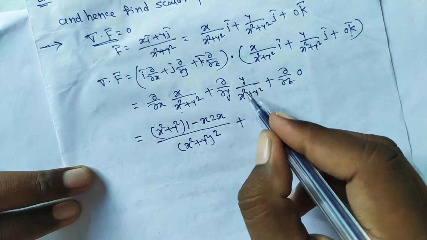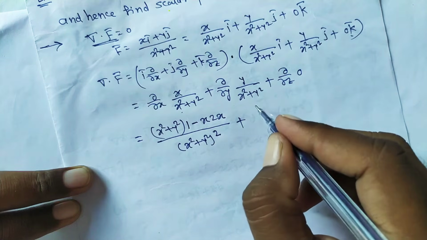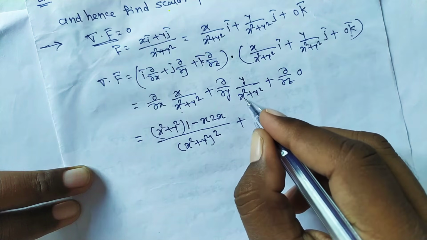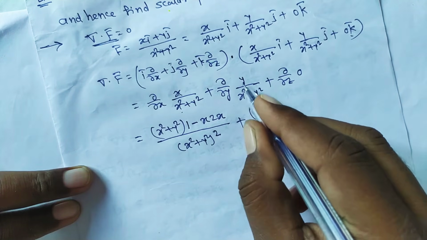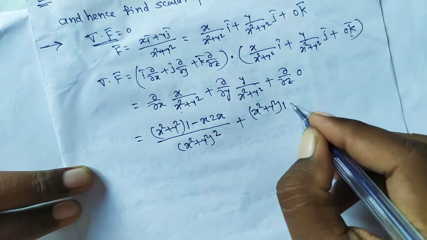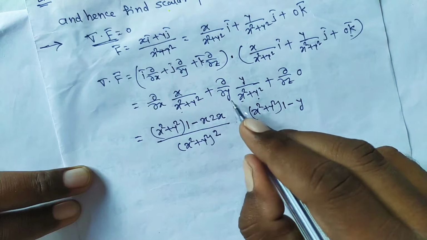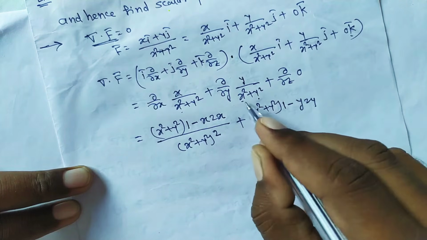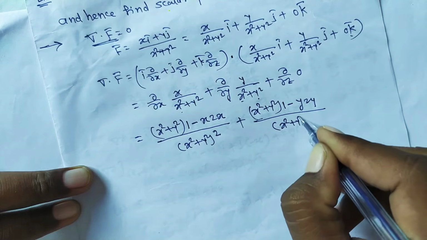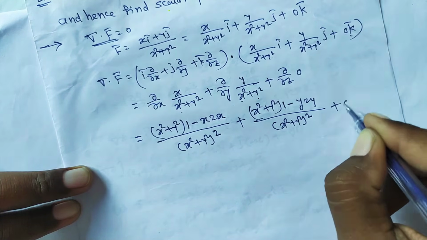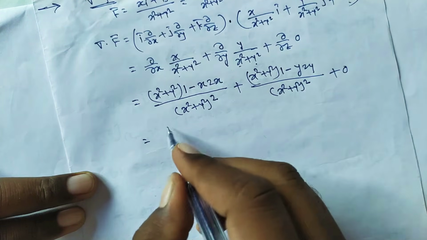Plus similarly, you can take the derivative of y upon (x square plus y square) with respect to y using the u by v rule. Again v means the denominator, x square plus y square, as it is, and the derivative of y with respect to y is 1, minus u, that is y as it is, into the derivative of x square plus y square with respect to y, which is 2y, because the derivative of x square is 0, divided by (x square plus y square) whole square, and plus the last one, the derivative of 0, is 0.